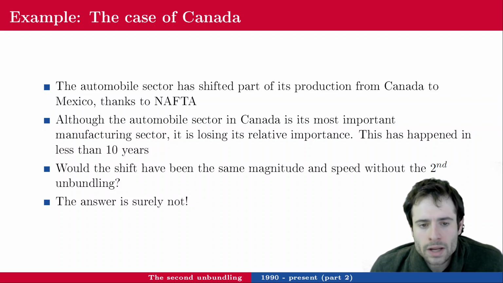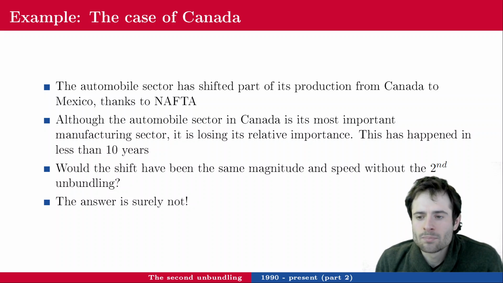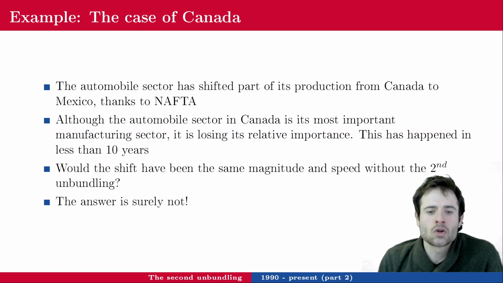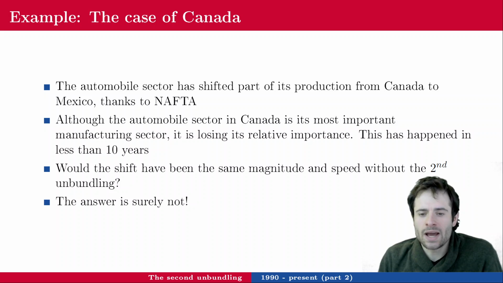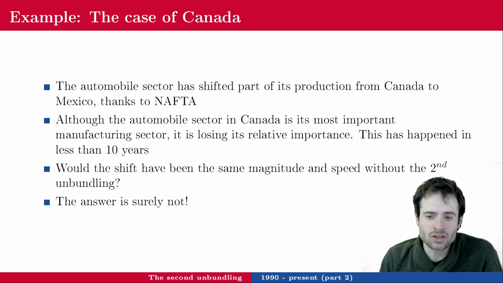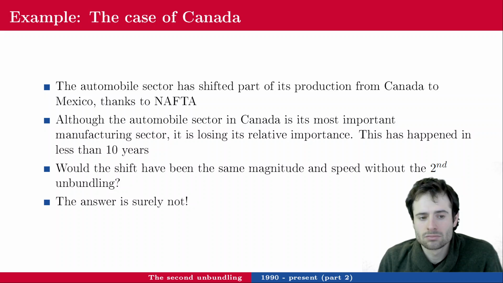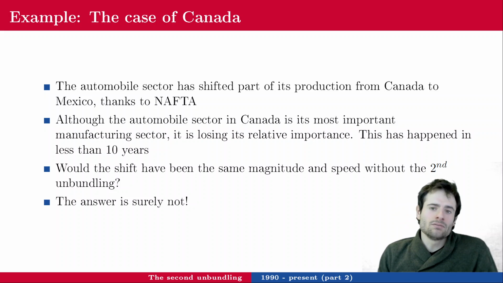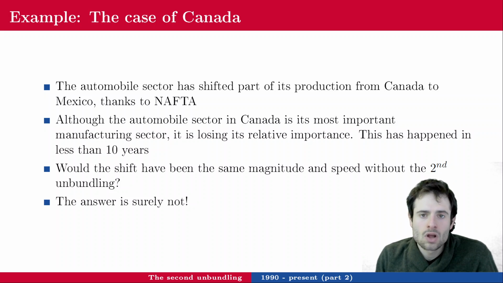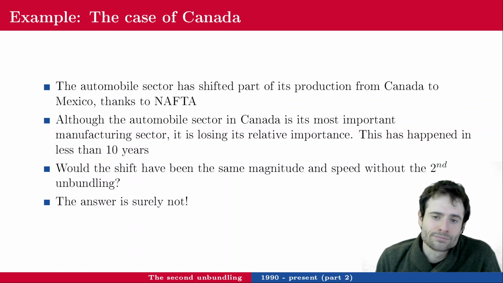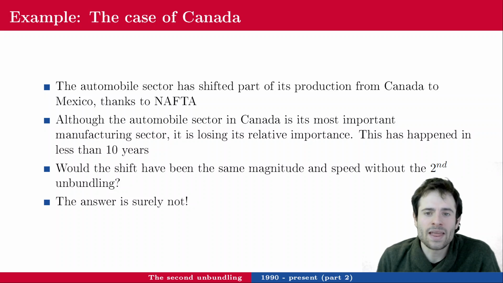So, in Canada, the automobile sector has shifted parts of its production to Mexico, thanks to the North American Free Trade Agreement, NAFTA. Although the automobile sector in Canada is its most important manufacturing sector, it is losing its relative importance. Without the second unbundling, that change would not have happened that fast. Simply because, well, most people in Canada suck at Spanish. I can speak Spanish, but most people in Canada can't.